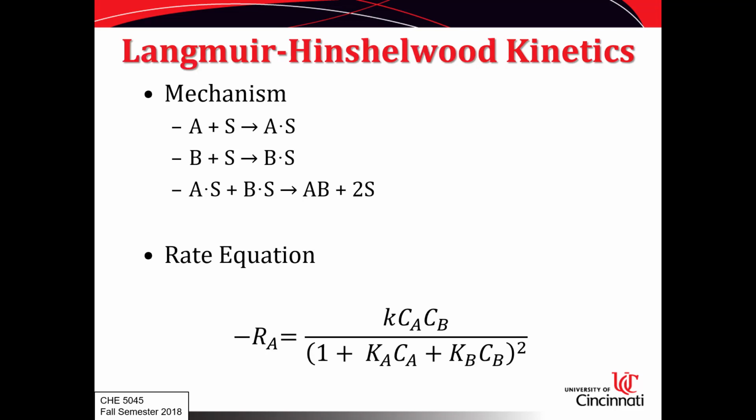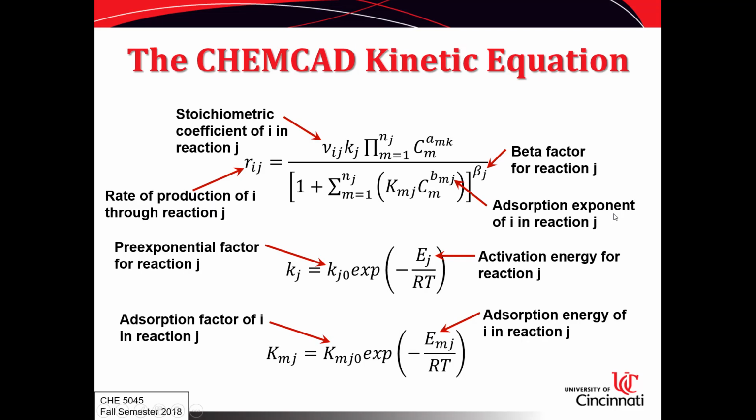Another standard kinetic arrangement is Langmuir-Hinshelwood kinetics, where you have each reactant adsorbing on the surface. Then you have a reaction between the surface components to produce the product, returning active sites. In this case, the rate equation looks very much like the Eley-Rideal form, except you'll notice this exponent 2 here in the denominator term. That exponent 2 is in fact that beta term that shows up in the CHEMCAD kinetic equation.